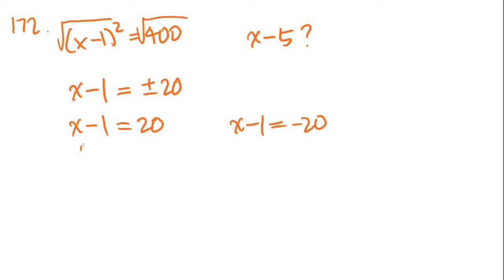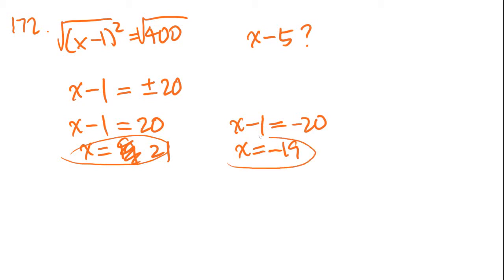Solve for x, and we get x equals 19 on the left. On this side, it's actually going to become 21. x equals 21 because we add 1 to both sides. These are your two x's.